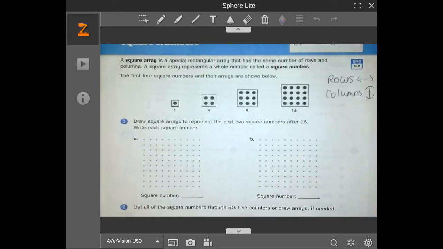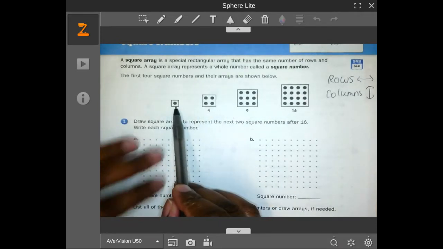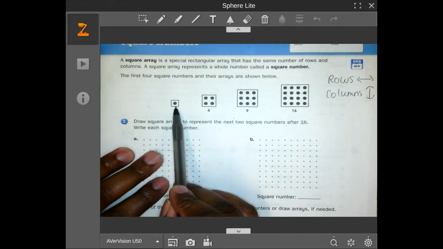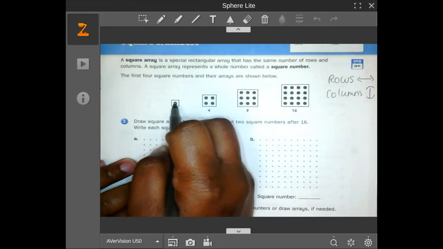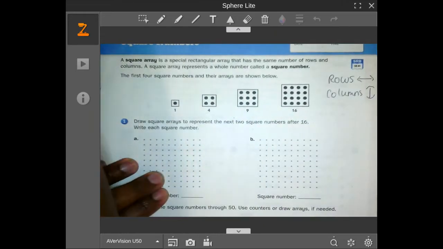So a square array has the same number of rows and columns. A square array represents a whole number called a square number. The first four square numbers in their arrays are shown below. Let's look at this one. If it's a square array, we know it has the same number of rows and columns. So when we look at number 1, there's only one row and one column, one little dot.